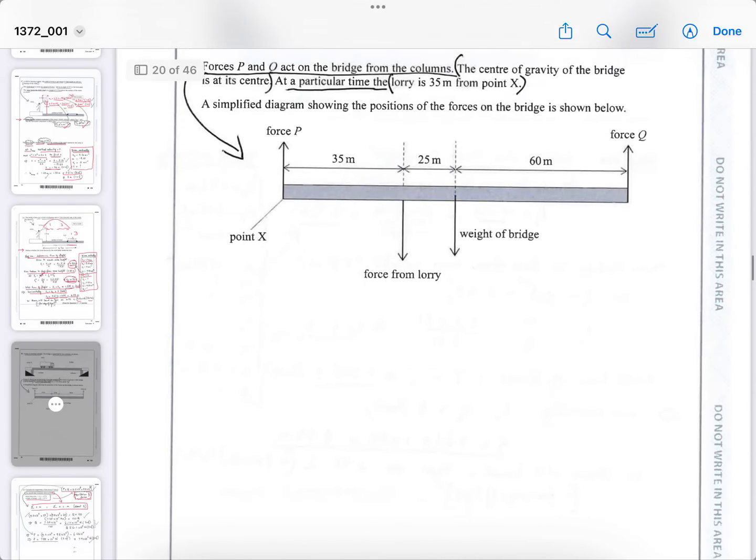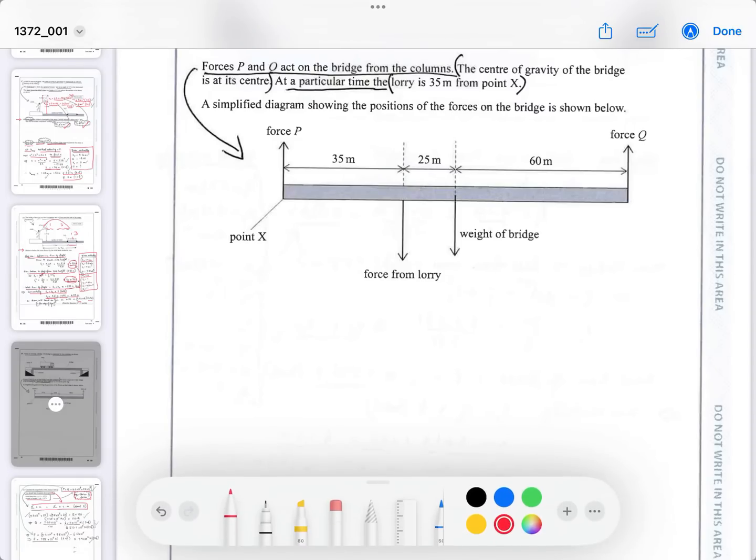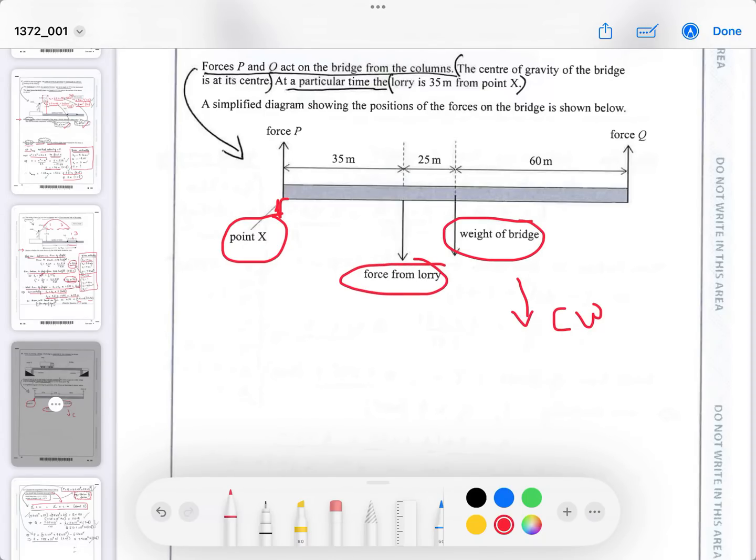So if we're taking moments about point X, from this end of the bridge, the clockwise moments will be due to the lorry and the bridge, because they are going clockwise. Then the one that's going anti-clockwise, to balance them, is force Q, okay? Force Q's moment is 120 meters from X, and the weight of the bridge is at 60 meters, and the lorry is at 35 meters.